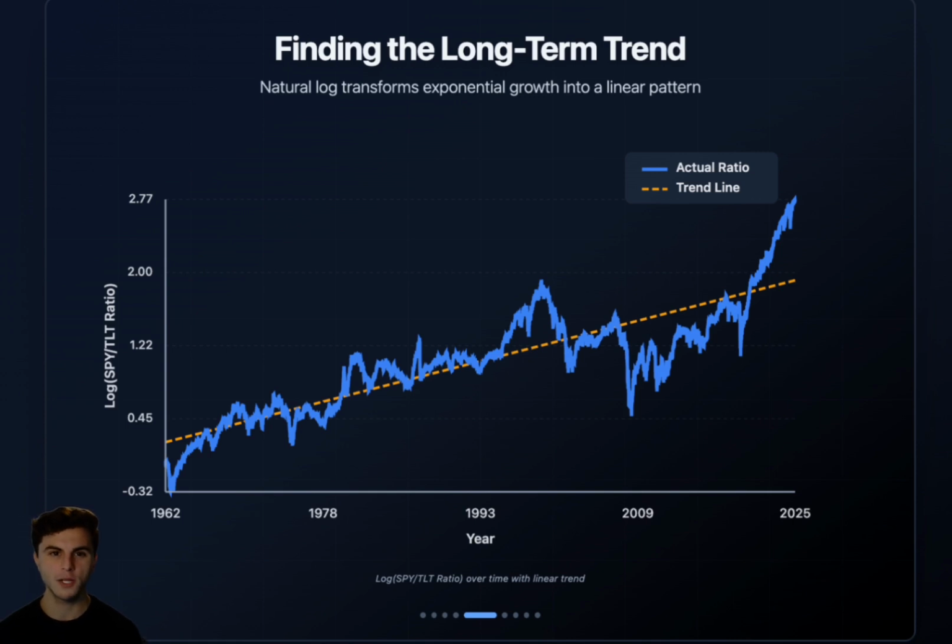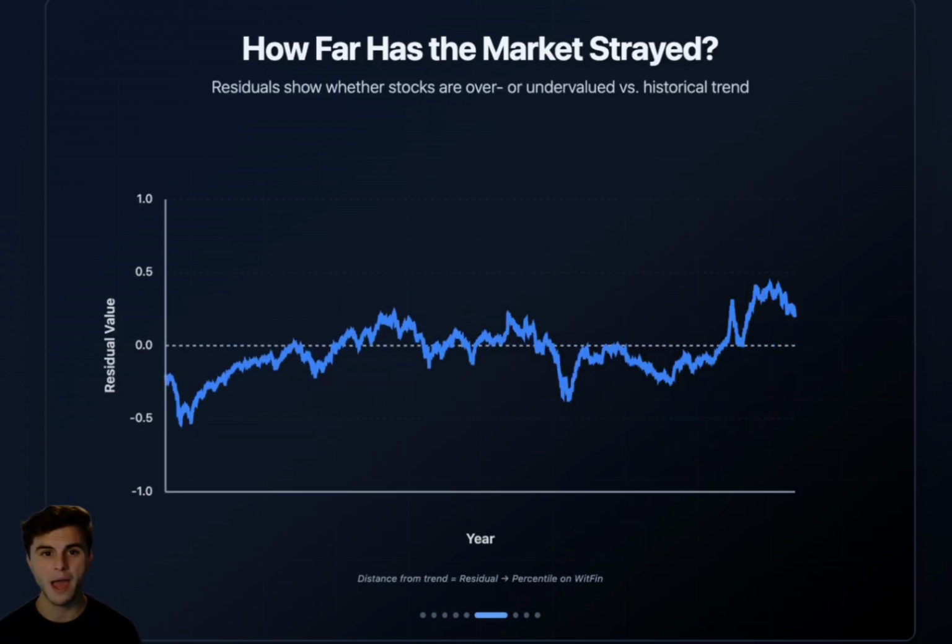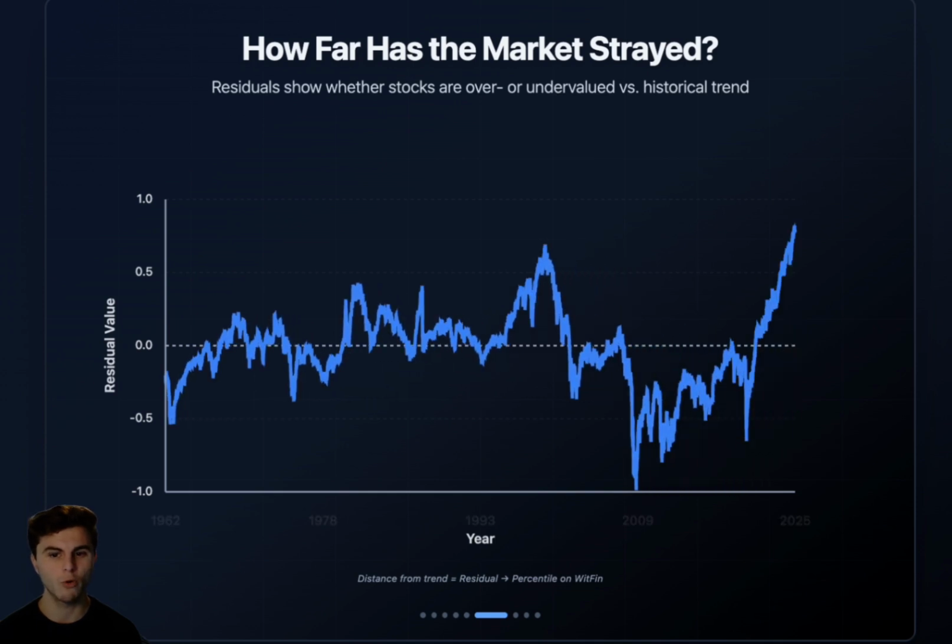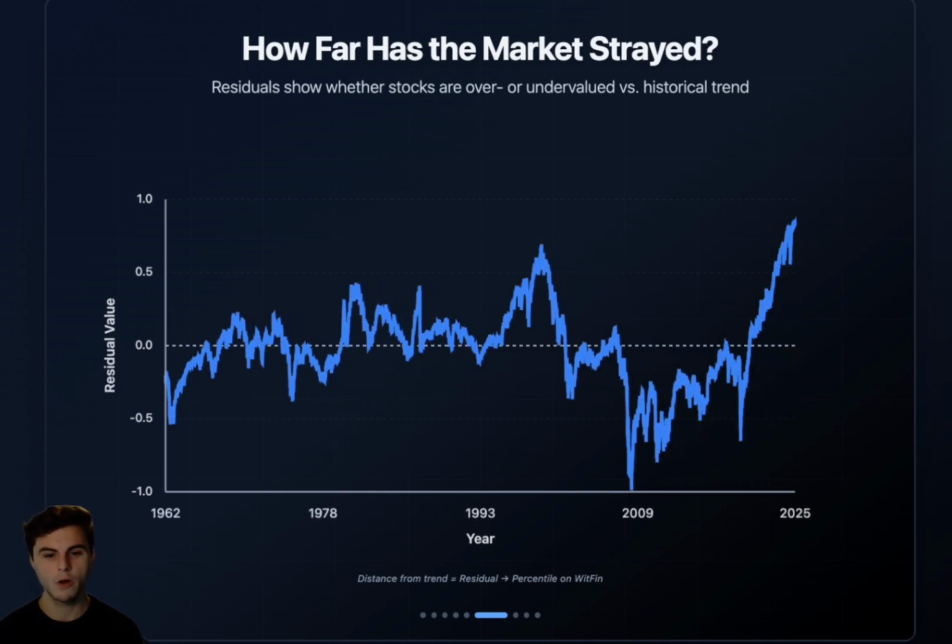We're measuring how far stocks have strayed from the long-term path, whether they've run too hot or fallen too far behind. This difference between the actual performance and the expected path gives us what we call a residual value. These residuals are then what we can turn into percentiles that you see on the WitFin website, showing us whether the market is over or undervalued relative to its long-term historical growth trend. Okay, so let's recap. We're measuring how far stock performance has deviated from its long-term trend against bonds.